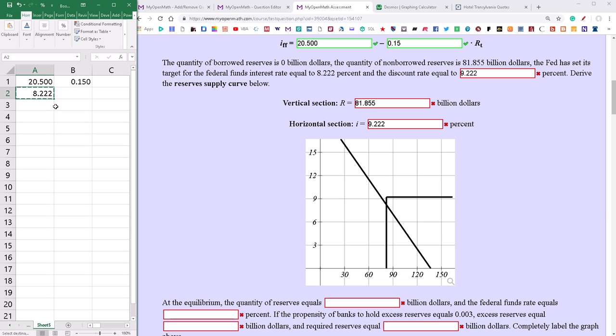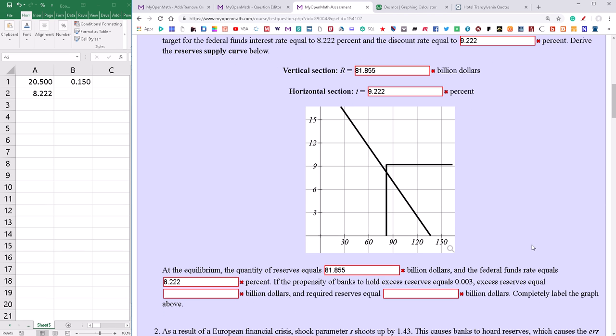So the federal funds rate is equal to the target. The equilibrium quantity is the quantity of reserves. So the federal funds rate is currently equal to its target. So the Fed really doesn't have to do anything here.